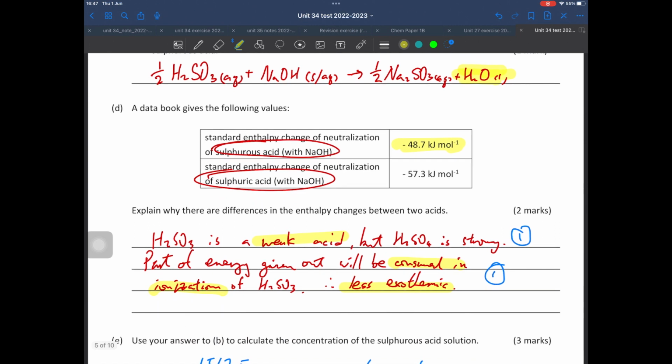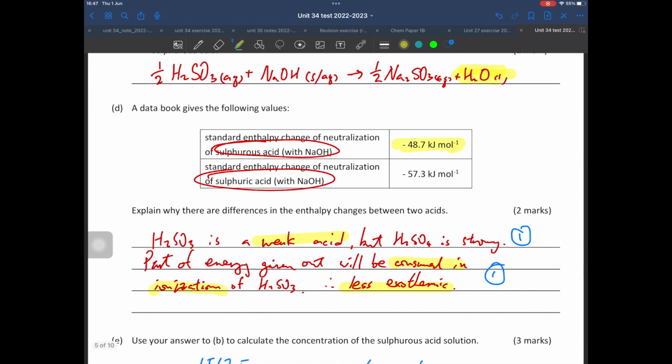Next, why is there a difference between the two acids? You should mention H2SO3 is a weak acid, never miss the keyword. Weak acid this time is the keyword. Many of you just mentioned sulfuric acid is strong but not H2SO3. This answer is no good, because what is meant by but not, right? So please mention it's a weak acid.